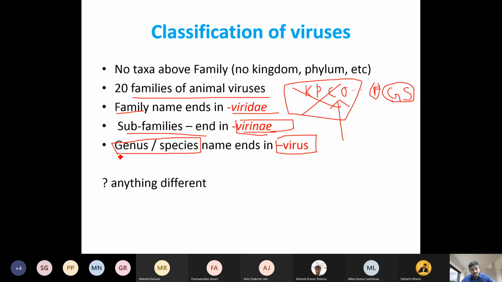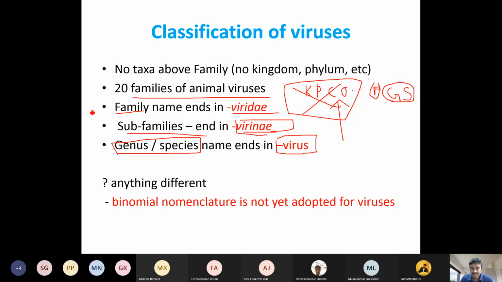Guys? What is our biological name? So there are different genus and different species. That's right. We always have a genus name and a species name. This is called, what is that called? Binomial nomenclature. Binomial nomenclature, and there is no binomial nomenclature for viruses.